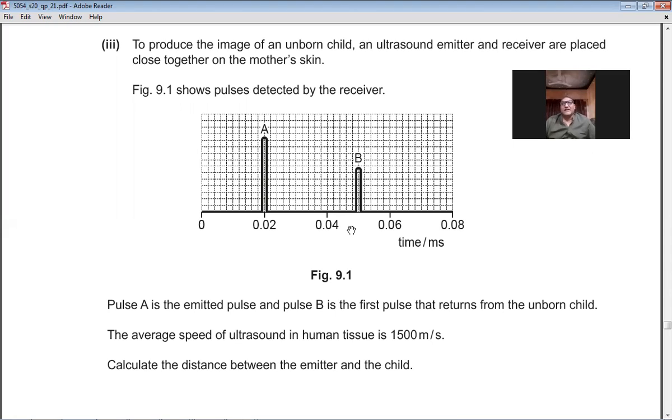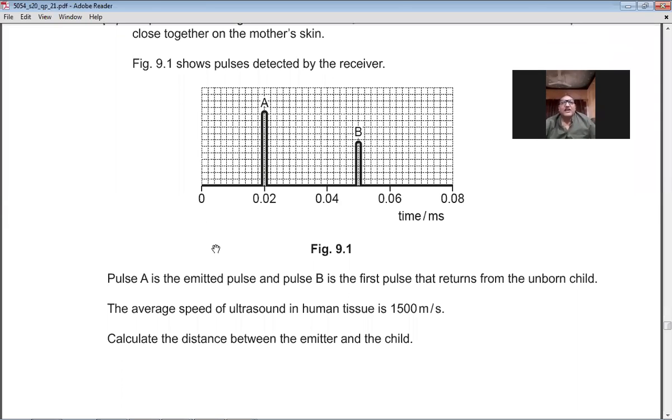1/1000 of a second. 1 divided by 1000. So if you want to convert this into seconds, you have to divide it by 1000. So hopefully you understand this. And let's move to the next part.